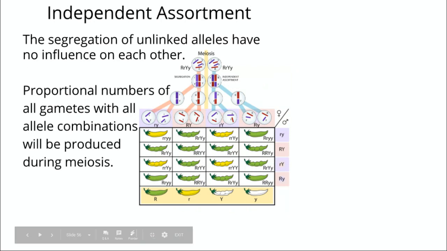Independent assortment says that the segregation of unlinked alleles have no influence on each other. And so since we have multiple alleles, as long as they're not on the same gene, they are just randomly assorted together when those gametes are formed. Now, there is a difference. If the 2 different traits are on the same gene, then they are considered linked, and we'll talk about that later on. But if we're talking about unlinked alleles, they don't influence one another. It's completely random how they're assorted out.